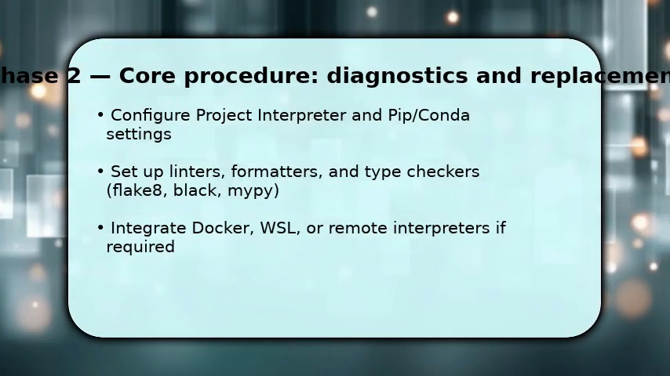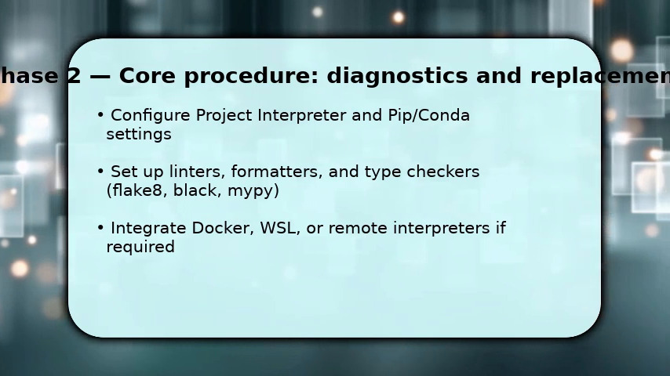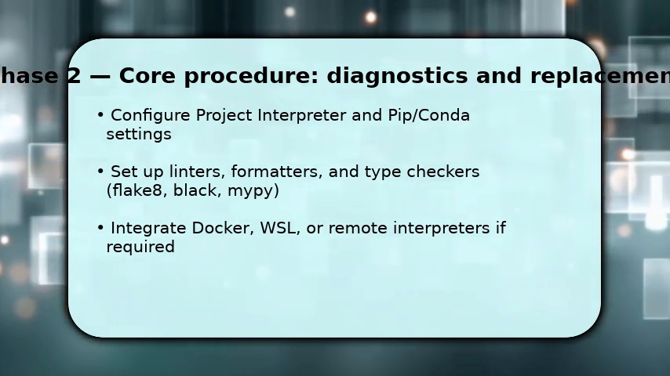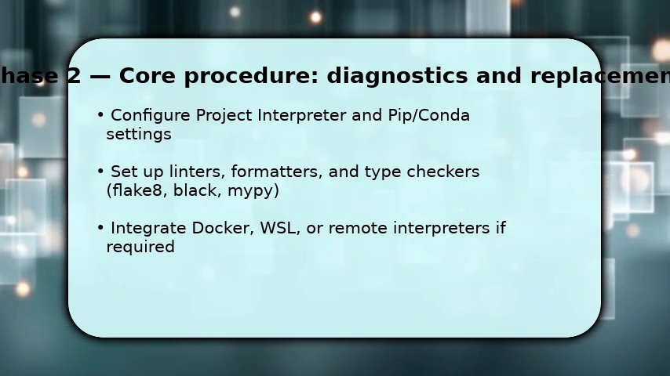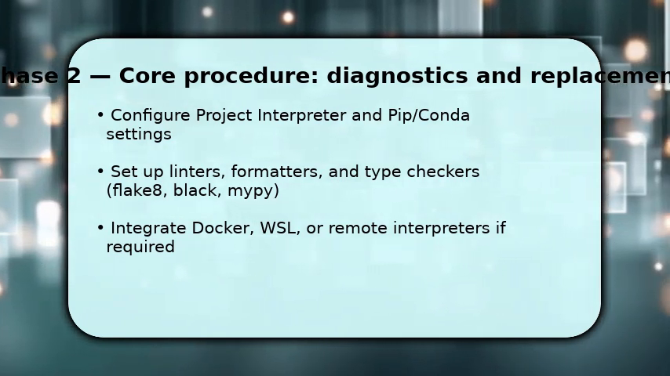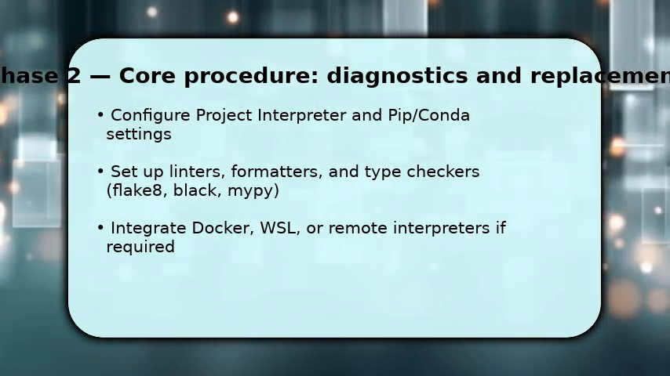Next, you configure the interpreter and tooling inside settings or preferences. Select the interpreter, then install or point to pip/conda package managers so dependencies resolve reliably. Once done, enable linters, formatters, and type checkers like Flake8, Black, and mypy to enforce code quality.